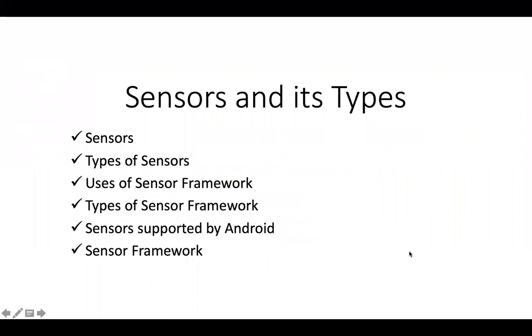The topic which we'll be seeing for this class is sensors and its types. This is one of the topics in Unit 5. So the topics which we'll be seeing under this are what sensors are basically, the different types of sensors, sensor framework, types of sensor framework, the sensors which are supported by Android, and the sensor framework.